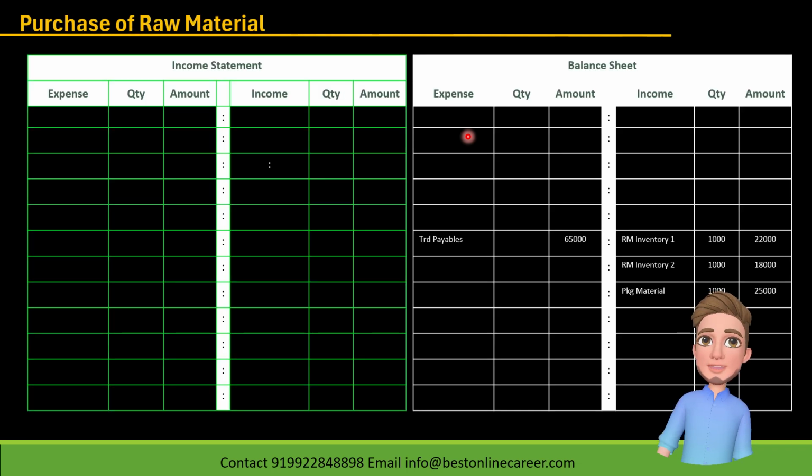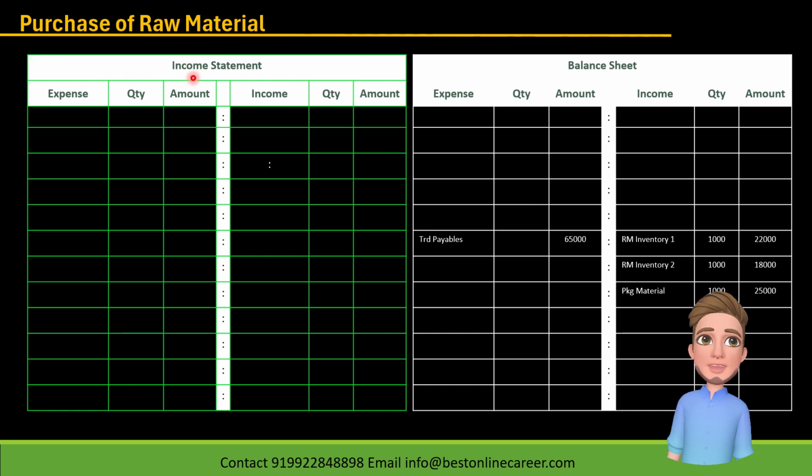Using the same heuristics from our previous example, I have bought 1000 units of raw material 1 at 22, so it comes to 22,000. Raw material 2, 1000 units at 18, so it comes to 18,000. Then packing material, I bought 1000 units at 25 each, and it comes to 25,000. I have not paid by cash, so it reflects as my trade payables.